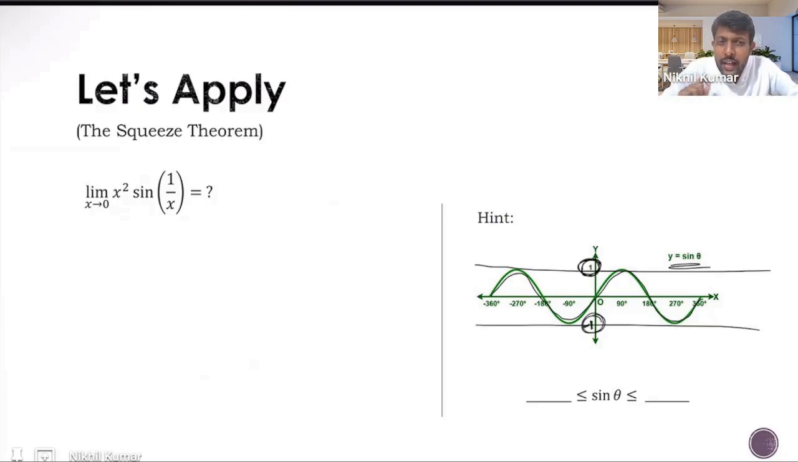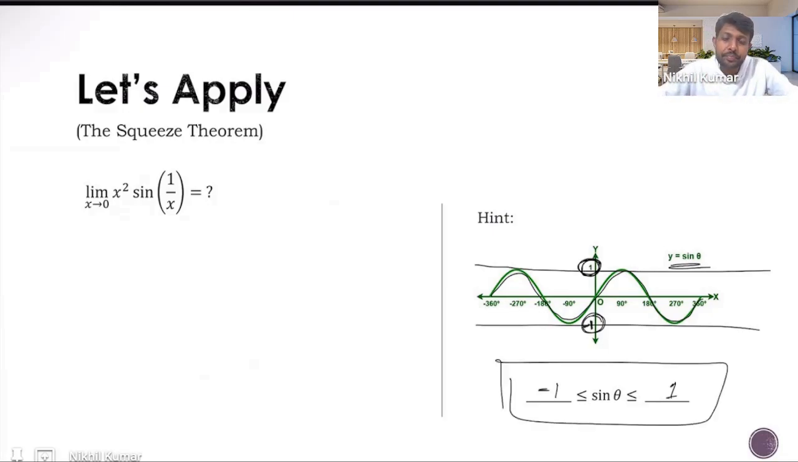So the value of sine of anything will always lie between -1 and +1, isn't it? The value of sine of anything will always lie between these two numbers. How is that going to help us? We're going to construct a function from this inequality.